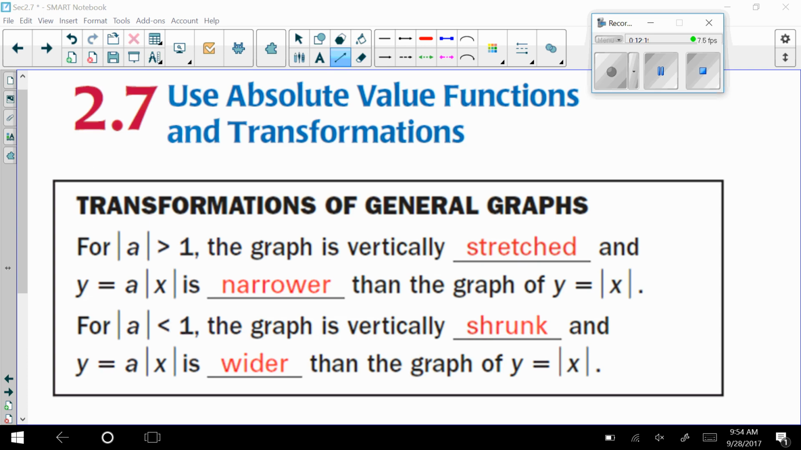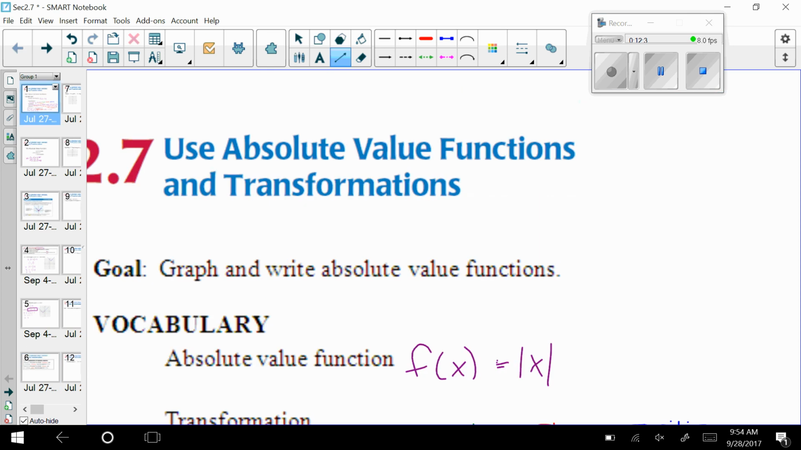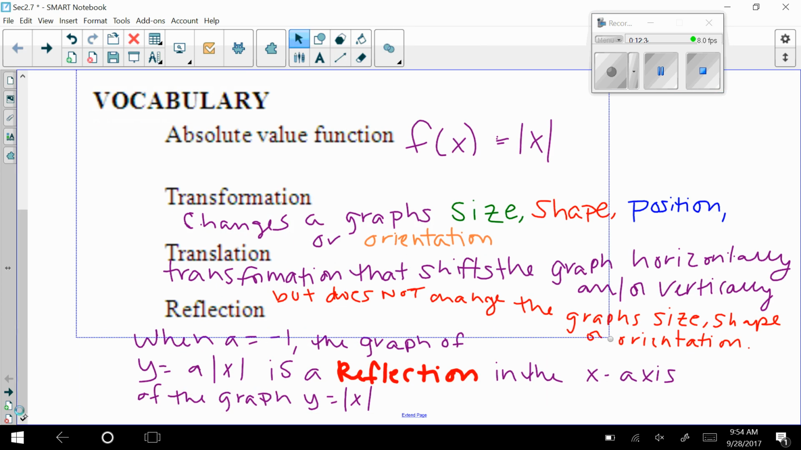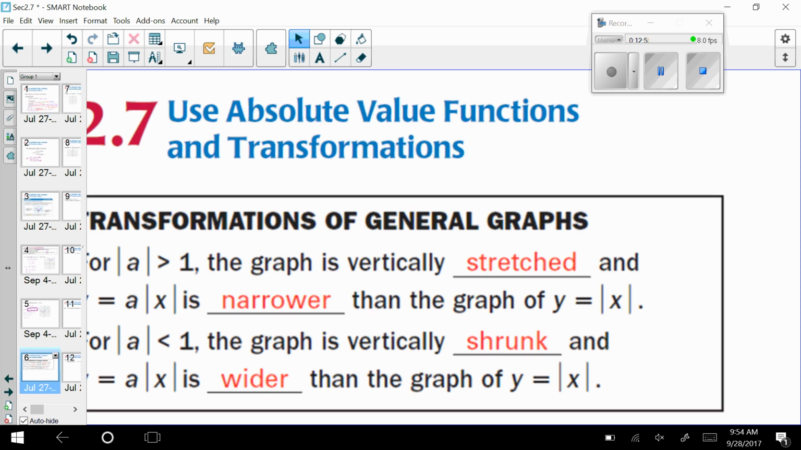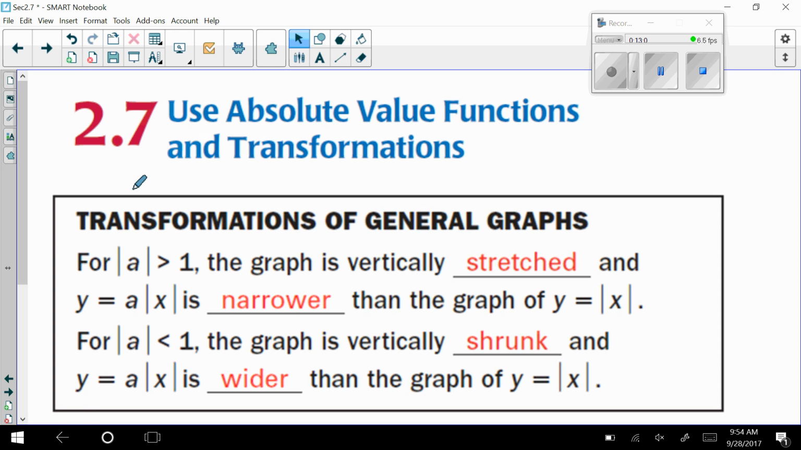So now looking at another child function of the parent absolute value function graph, if we add in this a like we did on our first slide with our definitions. So if you look back to your first slide, y equals a times the absolute value of x is a reflection in the x-axis of the graph y equals the absolute value of x when a is -1. So our a is going to be a coefficient that tells us reflection and other transformations, including vertical shrinks and vertical stretches.